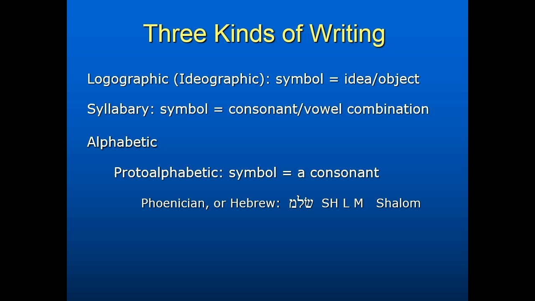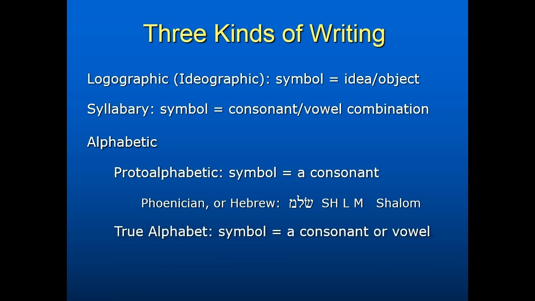But of course, we would prefer a true alphabet. And for this, we have to thank the Phoenicians and the Greeks. Out of their commercial dealings came the world's first true alphabet. It happened like this. Phoenician had, like Hebrew, a proto-alphabet that consisted only of consonantal sounds.